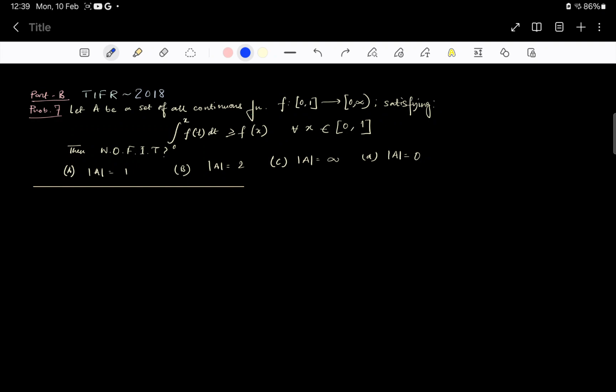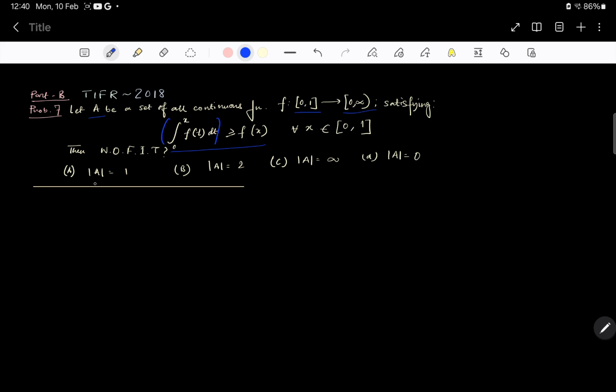This is problem number 7 from part B, where we are interested to find out the cardinality of the set A, which is a collection of all continuous functions, not only continuous but non-negative continuous functions defined over 0 to 1, which is satisfying this inequality: if we integrate from 0 to x, where x can be anything between 0 to 1, that integration will be bigger than or equal to the function itself.